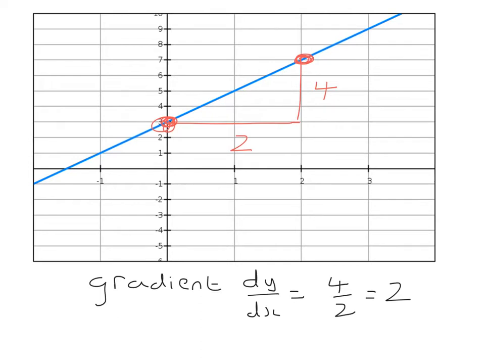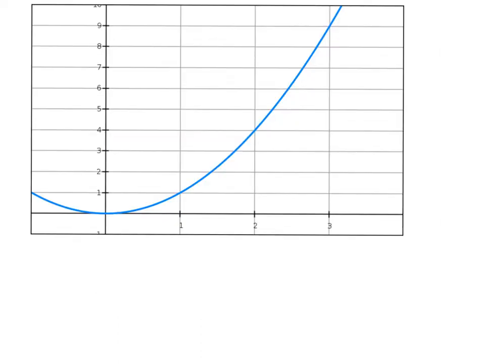So gradients of straight lines are reasonably straightforward, but what we're going to be looking at in this video and for a lot of the A-level course is the gradient of curved lines. So let's start with the most straightforward curved line. That's on the next slide. So here we've got the graph of y equals x squared, well, a part of it anyway, and what we're going to try and find out is the gradient at the point where x equals 2.